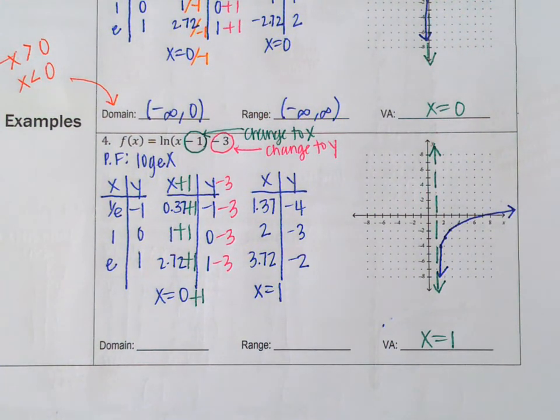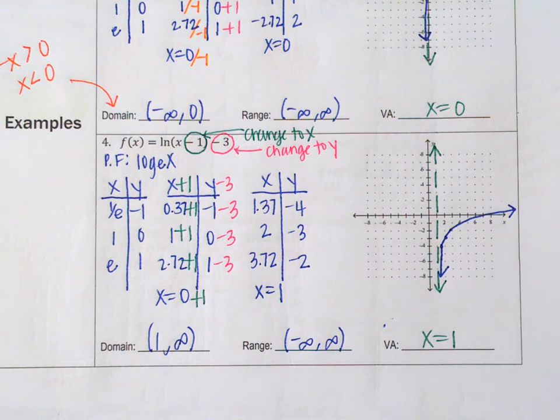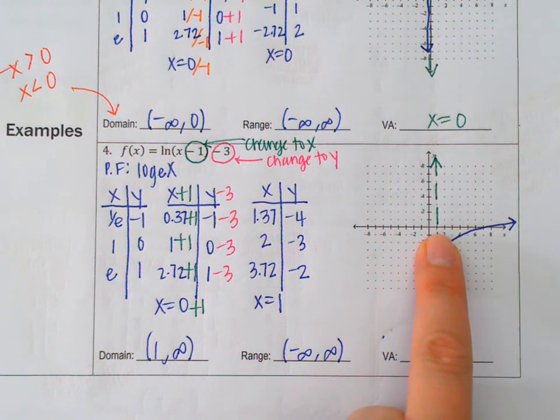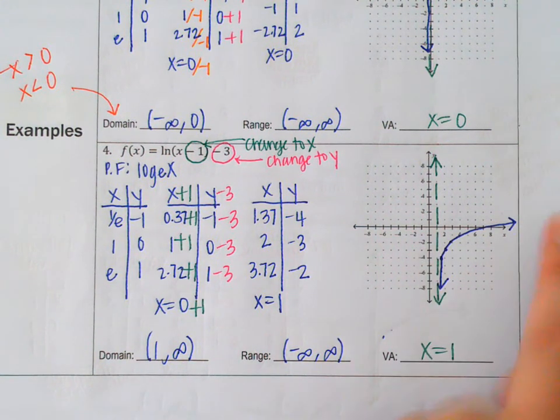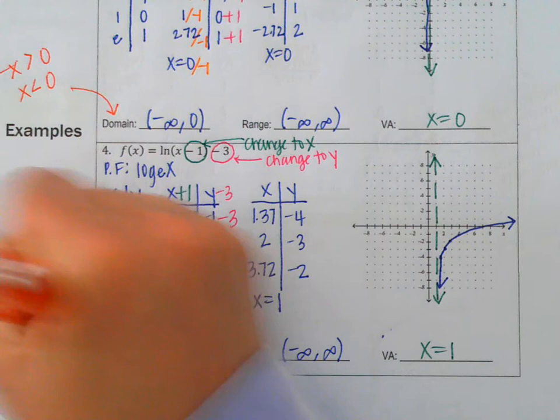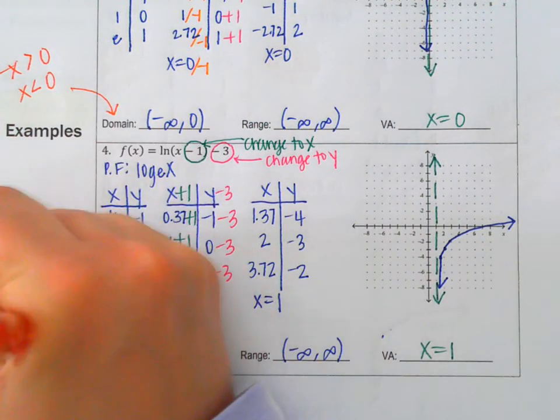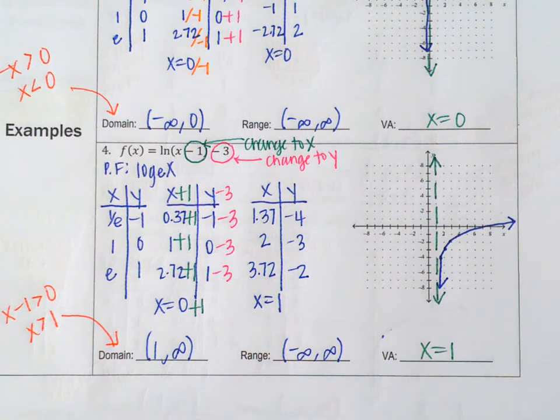Last thing to do is think about my domain and range. Range never changes. Range is always all real numbers. Don't even have to think about it. Domain starts at the asymptote and goes on for infinity. Remember the shortcut? We can set x minus 1 greater than 0, add 1 to both sides, and I get x is greater than 1.